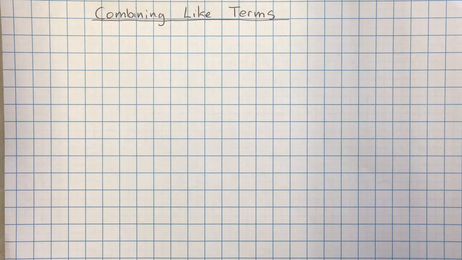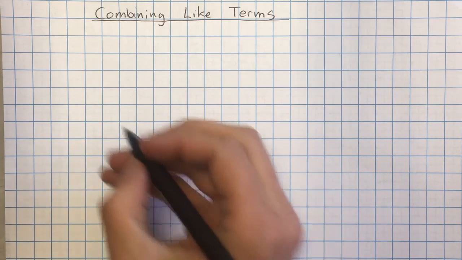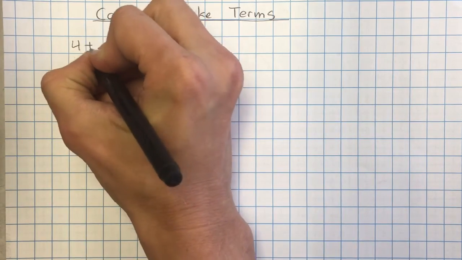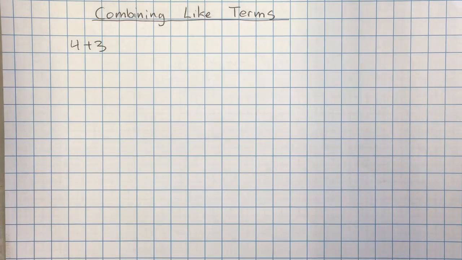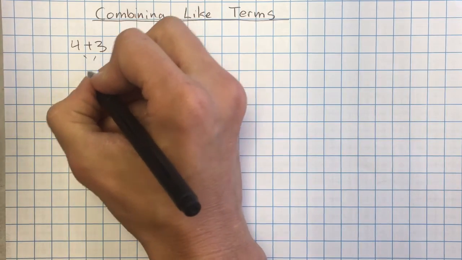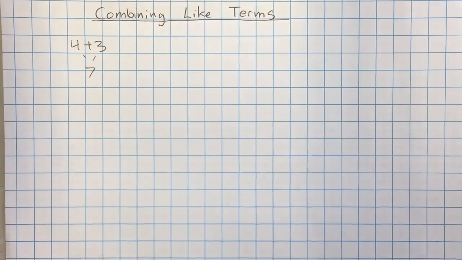Hi there. So we're going to talk a little bit about this idea of combining like terms and exactly what that means. So when I say combining like terms, for example, if I had something like 4 plus 3, those are whole numbers. I could combine those together. You've been doing this for a long time. And I could say that equals 7, okay?